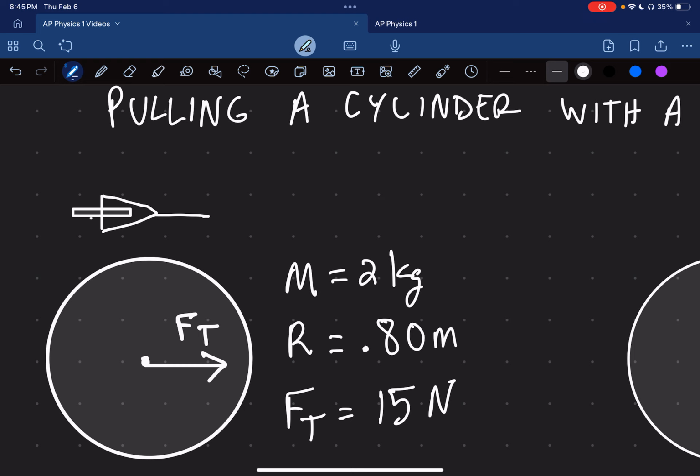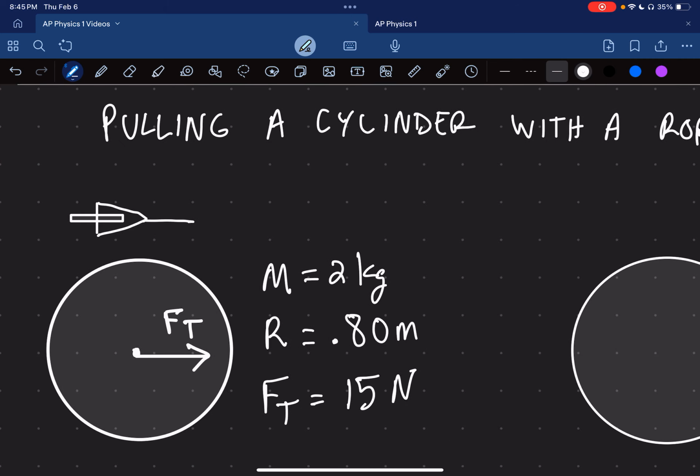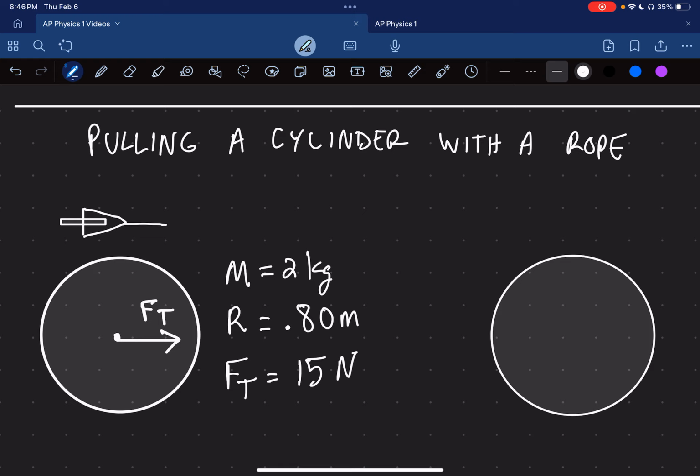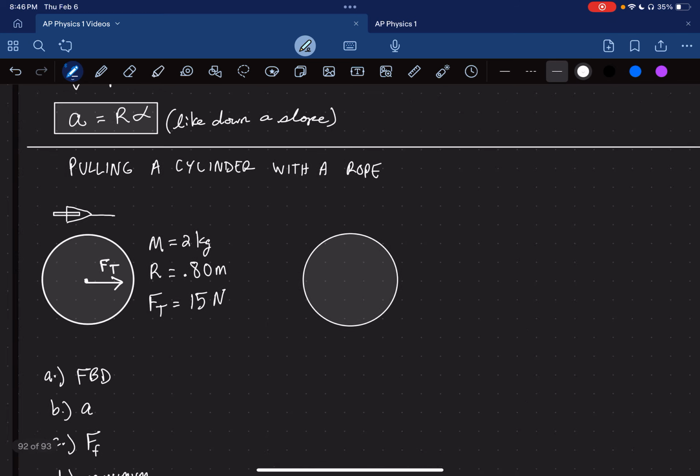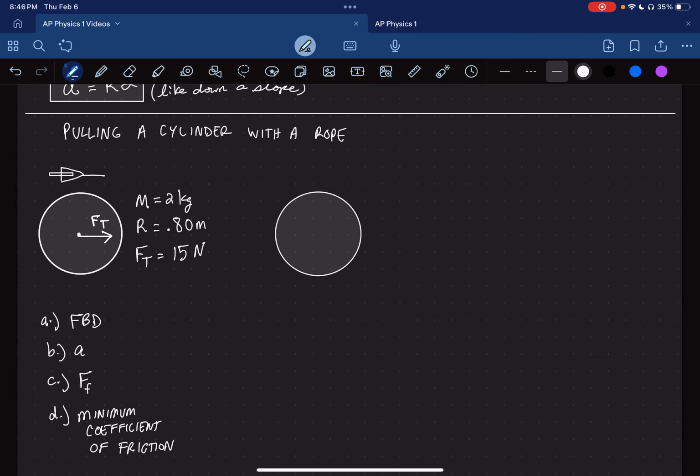And I've drawn a picture of what that might look like. If you have a wheel here with an axle, which is the axis of rotation, and you tie some ropes to both sides and with a cord up here, we can pull this cylinder with a tension force, which is acting at that axis of rotation. And so that's what we're doing. Okay, mass, radius, and the tension is given.